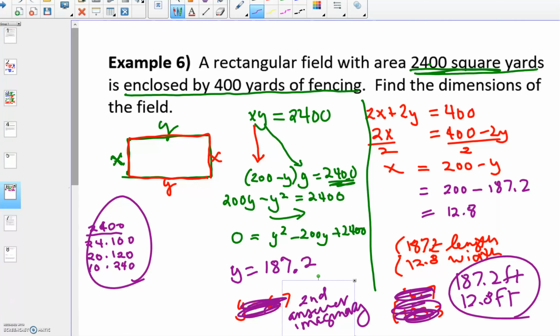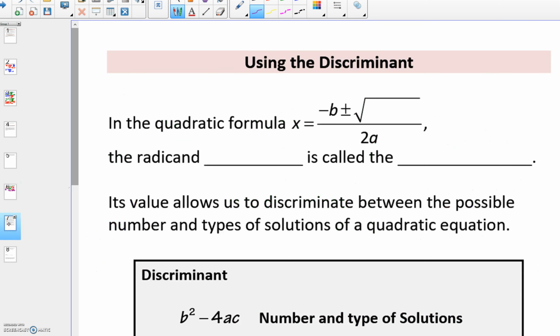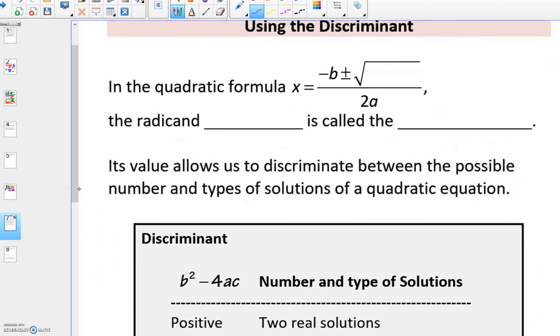Okay, well, I guess I talked too long, but here's the final answer for that last problem. When you did the minus in the quadratic formula, you got an imaginary answer, so there was only a single answer. All right, so let's finish up with using the discriminant.